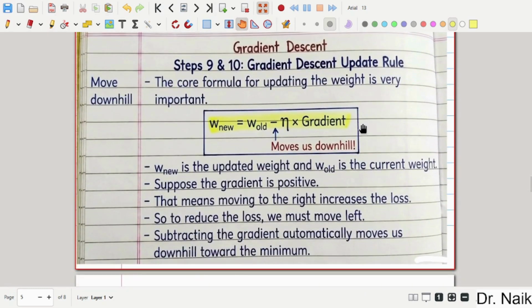The core formula for updating the weight is very important. W new is equal to W old minus eta times gradient. W new is the updated weight and W old is the current weight. Suppose the gradient is positive, that means moving to the right increases the loss. So to reduce the loss, we must move left. Subtracting the gradient automatically moves us downhill toward the minimum.